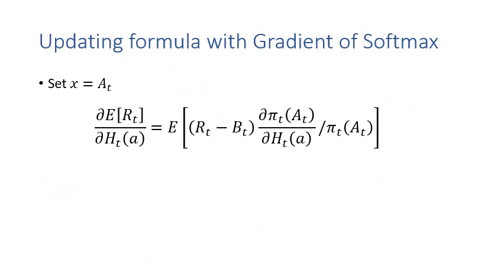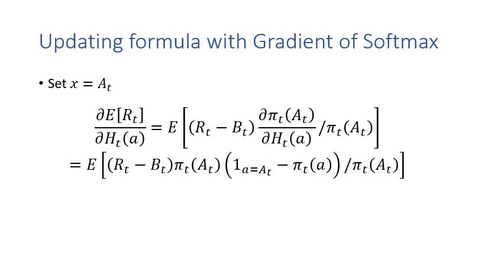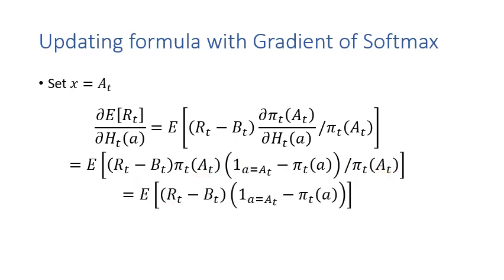So now we know the gradient of the Softmax function, we can update our formula using the new gradient of Softmax. So this is actually equal to the indicator function minus the action probability function pi of A, and we can remove both pi t of A t terms, and finally we get this simplified formula.